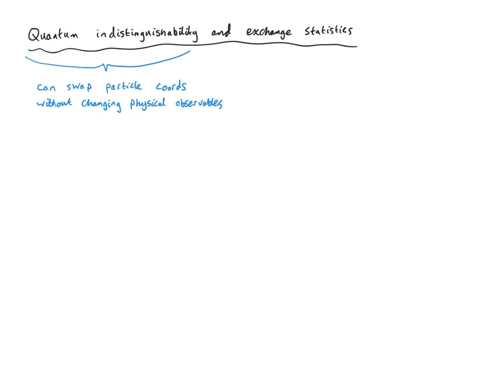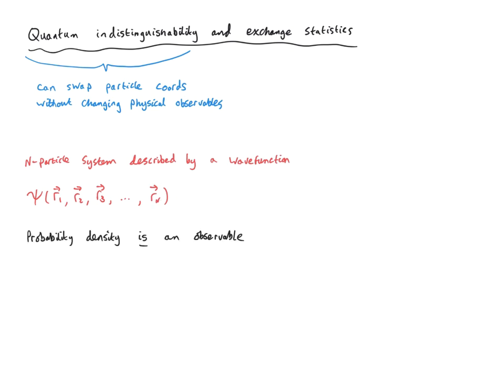As you probably know, what all of this means on the level of the quantum mechanical wave function is that we can swap the coordinates of the particles around without changing the physical properties. And remember, the wave function itself is not an observable. An n-particle system is described by an n-particle wave function, denoted psi, which has arguments which are the coordinates of all of the n particles, r1 vector, r2, r3, and so on, all the way up to Rn, the position of particle number n. Of course, the probability density is an observable. According to the Born interpretation, if we take the square modulus of the wave function, this gives us the probability density of finding a particle in that particular region of space.